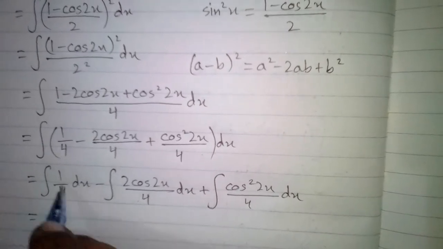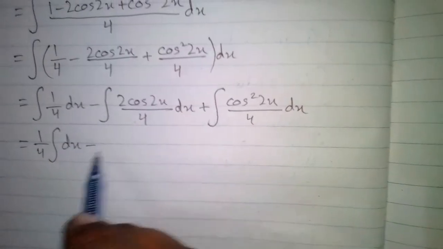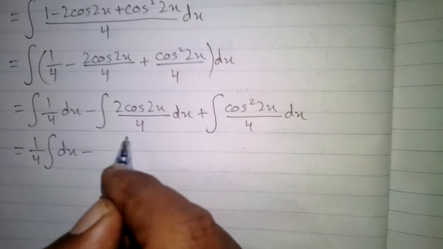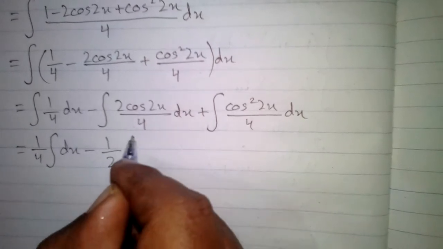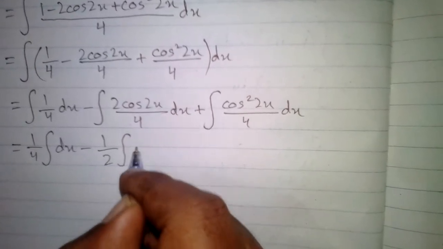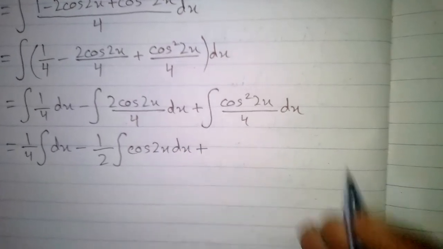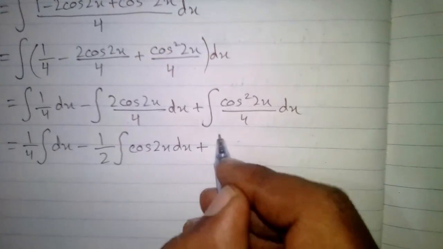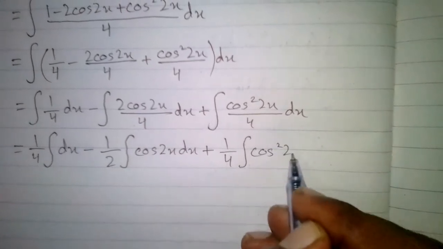Now we can write this 1 upon 4 in front of the integral. So we have 1 upon 4 integral of dx minus, now this 2 and 4 will be cancelled out. So we have 1 upon 2, and that 1 upon 2 can be written in front of the integral. So 1 upon 2 integral of cos 2x dx plus, now this 4 which is in the denominator can be written as 1 upon 4 integral of cos²2x dx.